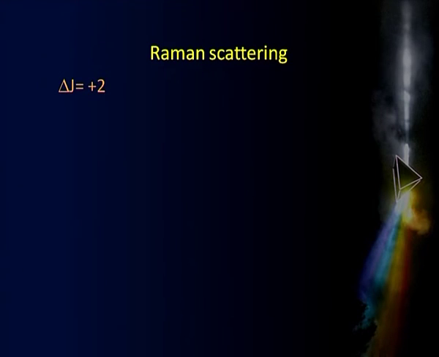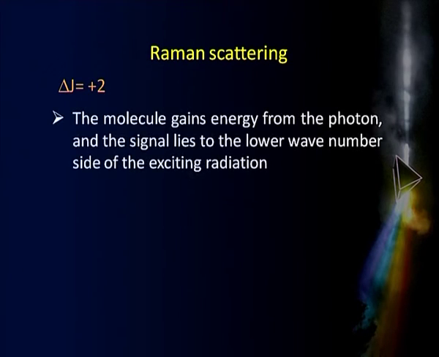When delta J is equal to plus 2, the molecule gains energy from the photon, and the signal which comes will lie on the lower wave number side of the excitation radiation. That is, this will give me Stokes lines.